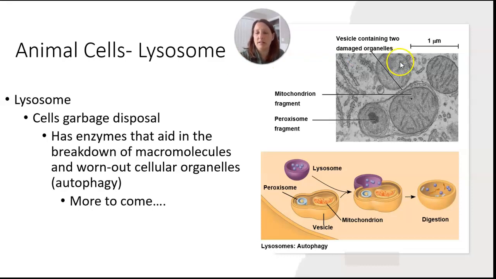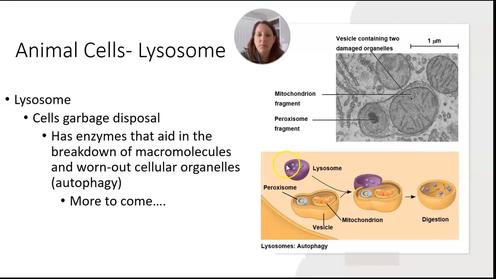So let's take a look here. This is an electron micrograph actually showing two organelles. One is a peroxisome, and the second is a mitochondria that have become kind of worn out and damaged. They no longer function anymore. And so they end up in this membrane-bound compartment. You can see the membrane around it. And the enzymes inside of this lysosome will just chew these up. And again, the small molecules that result will be used again by your cell. Okay, so here it is in cartoon form.